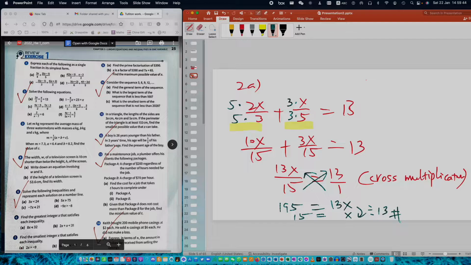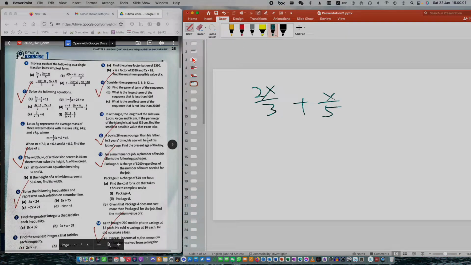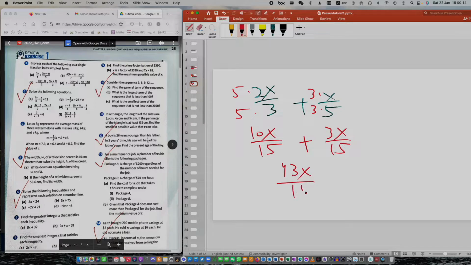Can I ask you another question? What if I have 2x over 3 plus x over 5? How do you do this question? You do the same thing, you combine the fractions by making the denominator the same, right? How? You multiply by 5 here, you multiply by 3 here, right? So what do you end up with for the first one? You get 10x over 15, you get 3x over 15. So now you end up with 13x over 15, right?